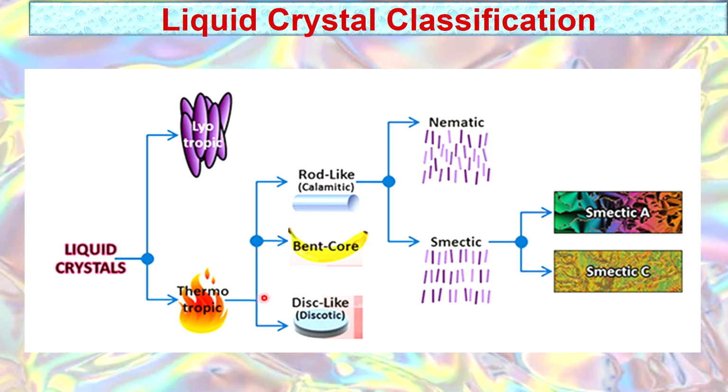Thermotropic liquid crystals are further classified based on the shape of their molecules into rod-like, bent core, and disc-like liquid crystals. The two phases available are nematic phase and smectic phase. In nematic phase, only the long axis of the molecules are parallel and the ends are staggered at random intervals. Whereas in smectic phase, the long axis of the molecules are parallel and the molecules are also arranged in planes. The smectic phase is further classified into smectic A and smectic C.